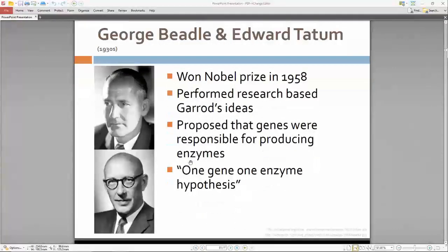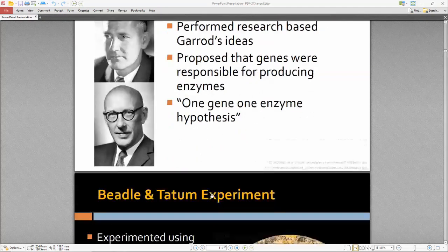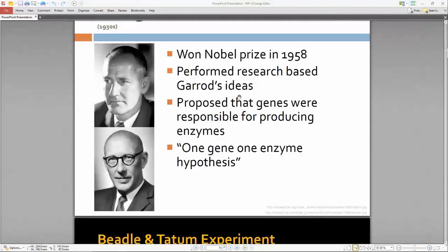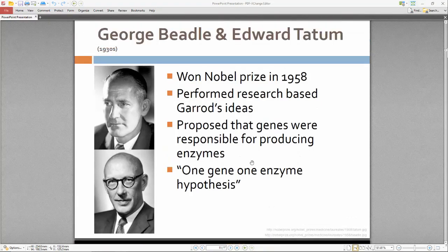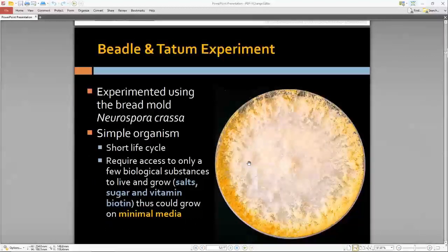So in the 1930s came Beadle and Tatum. They won a Nobel Prize for this specific experiment. It's very insightful. They performed research based on Garrod's hypothesis and ideas. Garrod proposed that genes were responsible for producing enzymes, and he had the one gene, one enzyme hypothesis, but they took it further, and we'll see how.